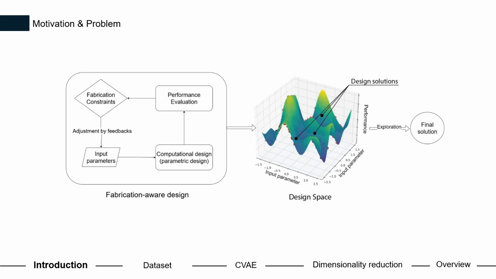On the right, the 3D surface represents the design space itself. Two axes for input parameters and the vertical axis for performance. Each point is a possible design solution, but the space is full of peaks and valleys, which makes finding meaningful solutions very difficult.